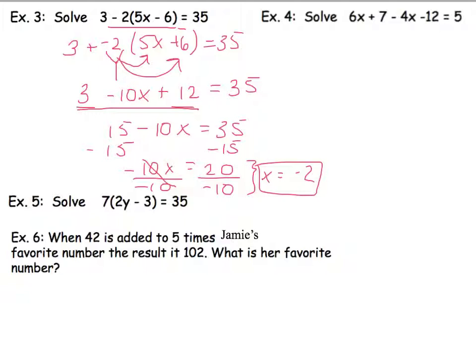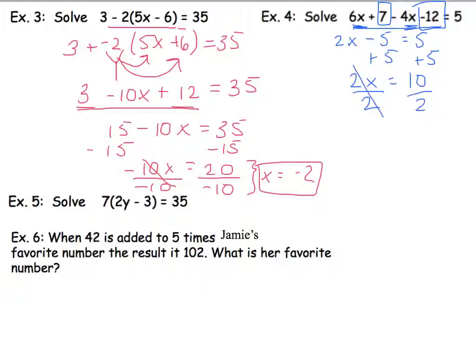So we'll go ahead and do example 4 as well. So if you combine like terms here, you're going to combine your x's. So you have 6x minus 4x, which gives you 2x, and you have 7 minus 12, which gives you negative 5, and that's equal to 5. Add 5 to both sides, and then you have 2x is equal to 5 plus 5, which is 10. Then you can divide both sides by 2. You get x equals 10 divided by 2, which is 5. Again, you can go ahead and do your check here, and you'll find that x equals 5 is correct.